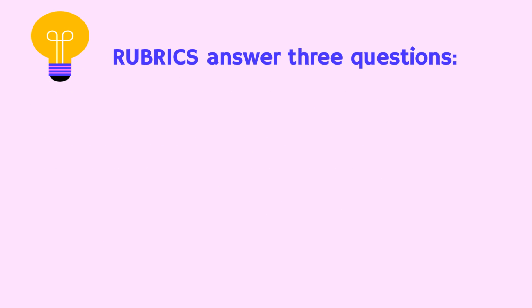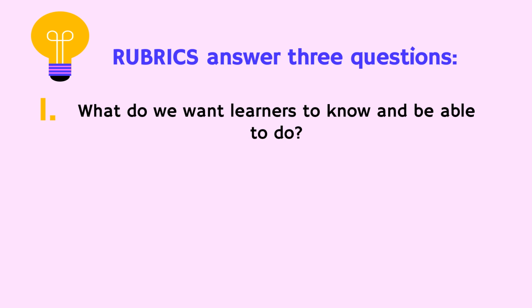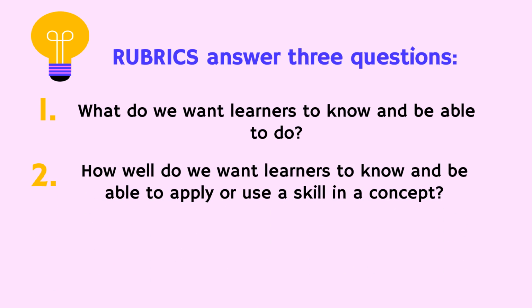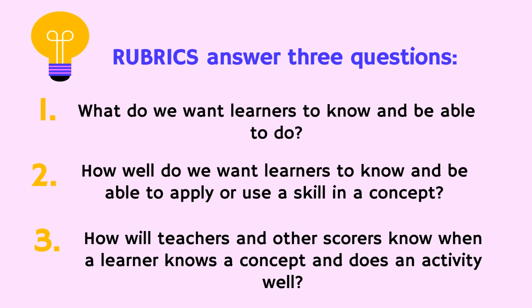Rubrics answer 3 questions. First, what do we want learners to know and be able to do? Second, how well do we want learners to know and be able to apply or use a skill in a concept? And third, how will teachers and other scorers know when a learner knows a concept and does an activity well?